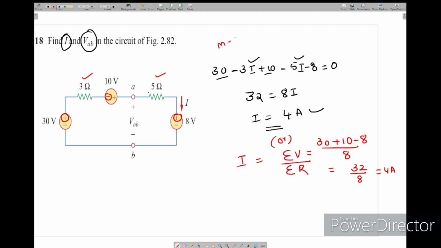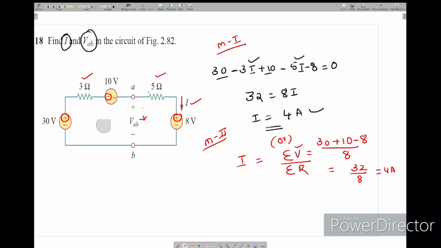This is method 1 and this is method 2. So both ways we can get the I. One, we can apply KVL, or by using this method we can apply it when only a single loop is there. In that case we can find it directly by summing V by summing R. So this is all about finding the current.